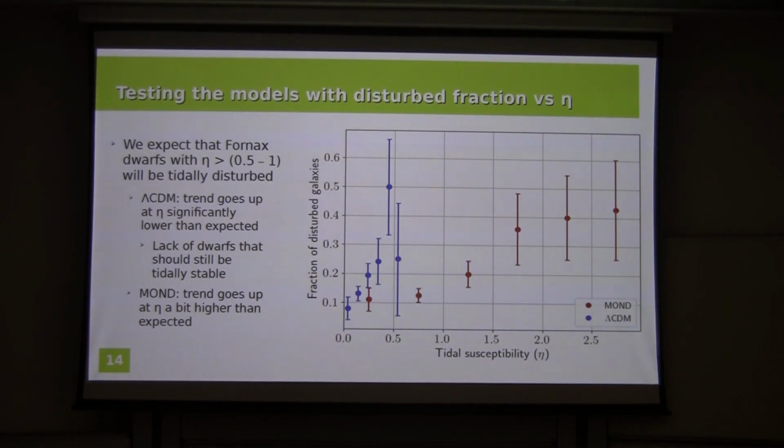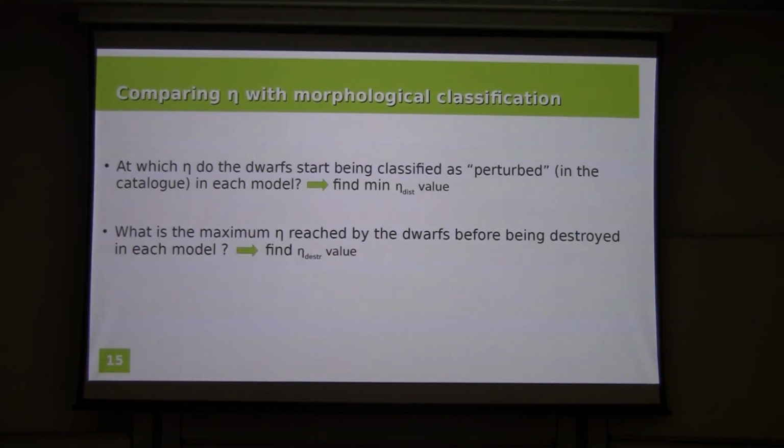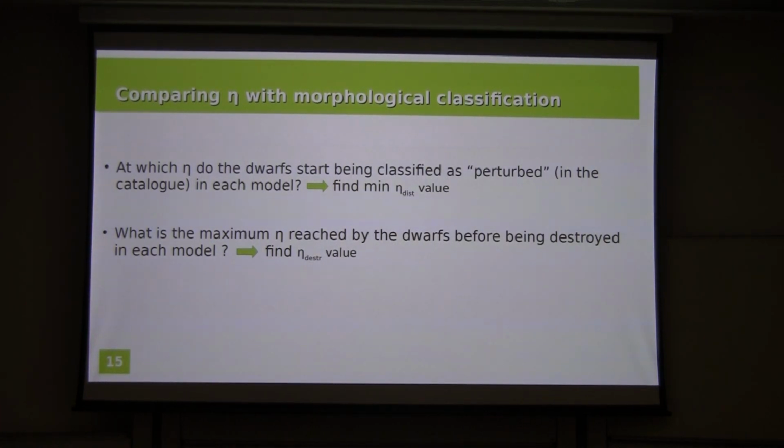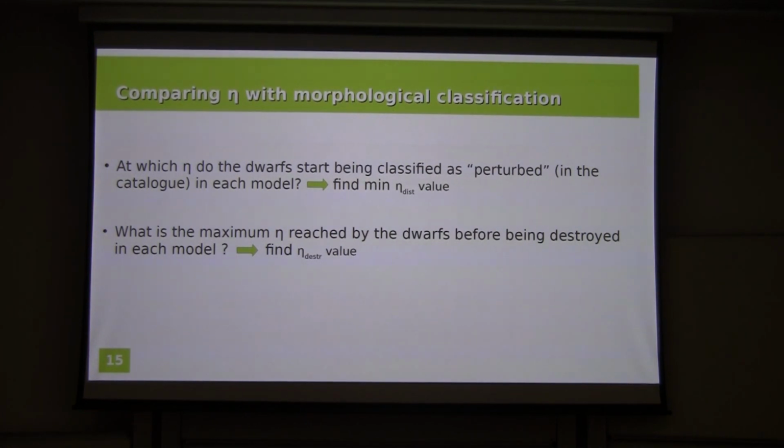What we want to do now with this information is basically try to infer at which tidal susceptibility value the dwarfs start being classified as perturbed in the catalog for each of these models. That is, we want to get the minimum tidal susceptibility value. And we also would like to know what is the maximum tidal susceptibility value reached by the dwarfs before being destroyed in each of these models.